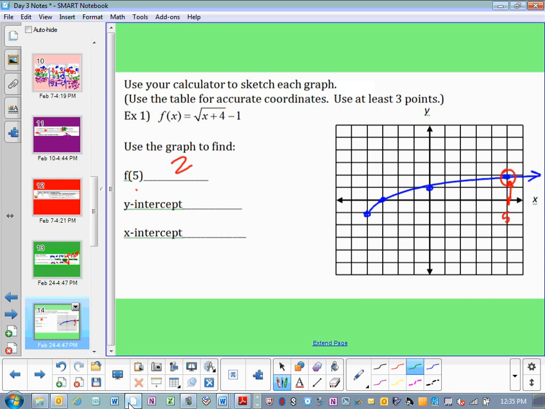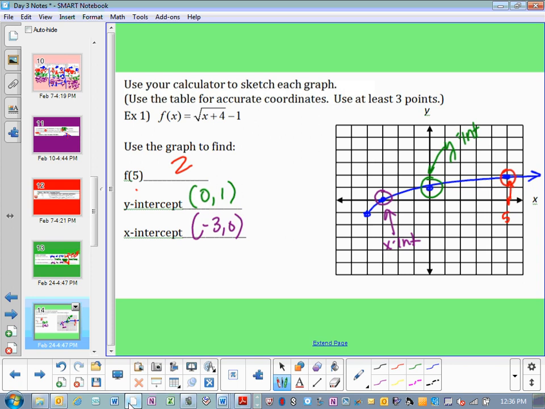Cool. All right, the y-intercept. Where do we think the y-intercept is? 1? Partial credit. 0, 1. Good. For a y-intercept, you have to write it as a point. It's where it crosses the y-axis. And then the x-intercept, -3? Partial credit. -3, 0. Good. How are we feeling? Does this make sense?